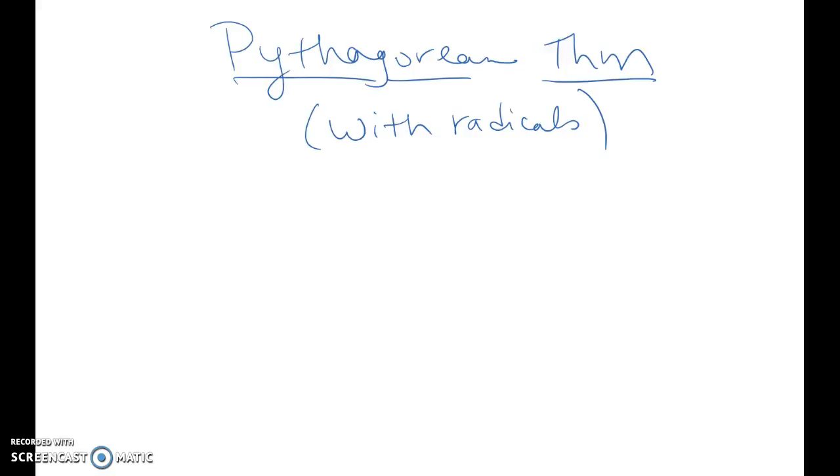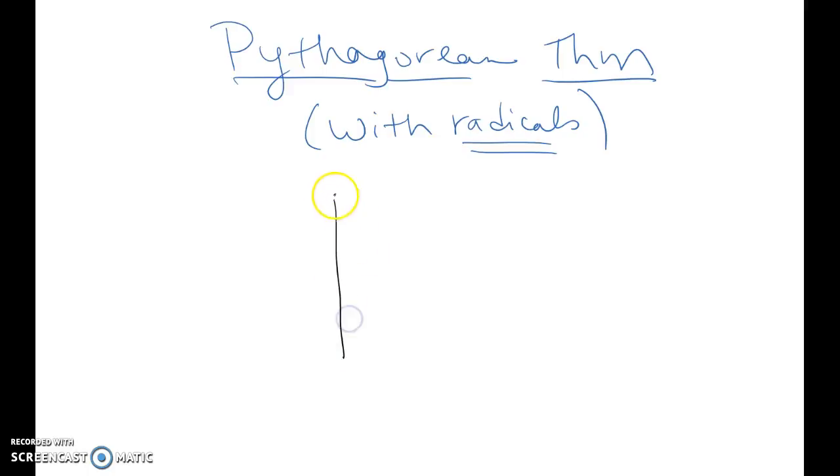Okay, so I know you've already done the Pythagorean theorem, but what we're going to work on today is not using the calculator as much. In other words, I don't want decimal answers, I want radical answers. And more than that, I want simplified radical answers. So let's start with a basic example.